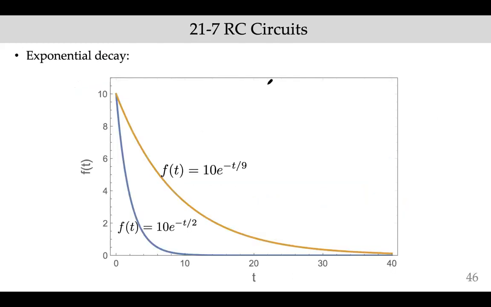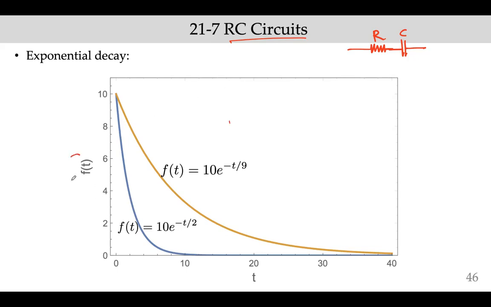Now we move to RC circuits. RC circuits are the circuits where you connect a resistor and a capacitor. These are called RC circuits, and they show that the current and the charge become time dependent, and their functional form becomes an exponential. So before we move to RC circuits, let me show you the exponential function.